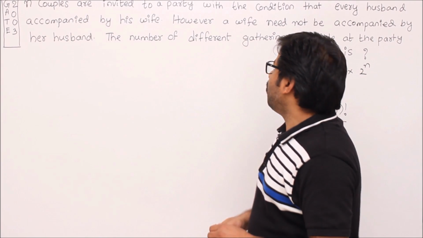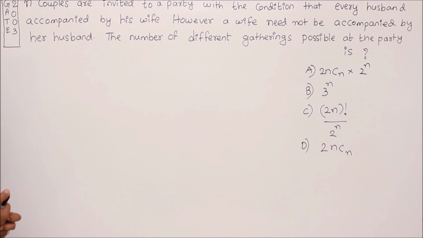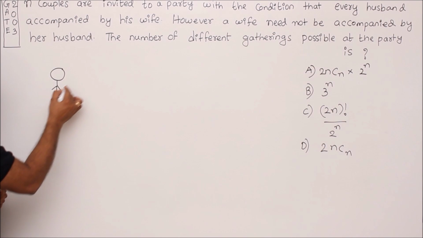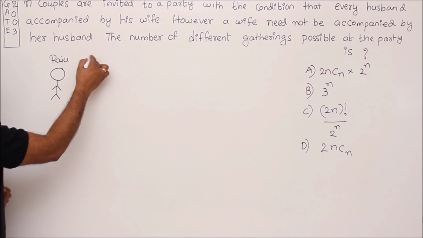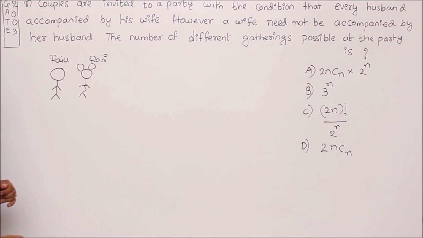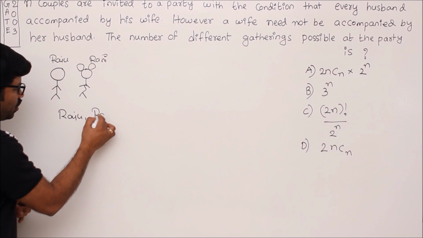When couples are invited to a party with the condition that every husband should be accompanied by his wife, however a wife need not be accompanied by her husband, the number of different gatherings possible at the party. So if you see this question, I can easily understand this by taking a couple. Let's take one couple called Raju, Rani, and the condition is every husband should be accompanied by his wife. That means whenever Raju wants to go to a party, then Rani should accompany him.